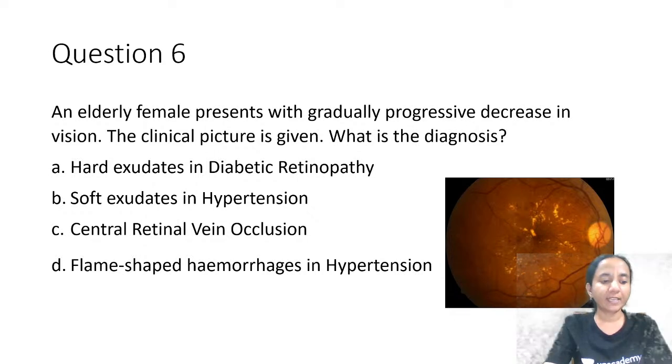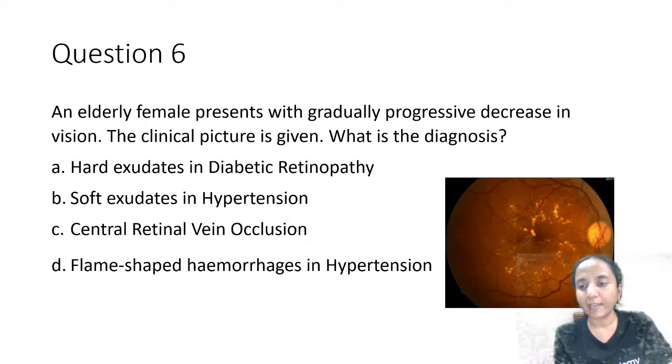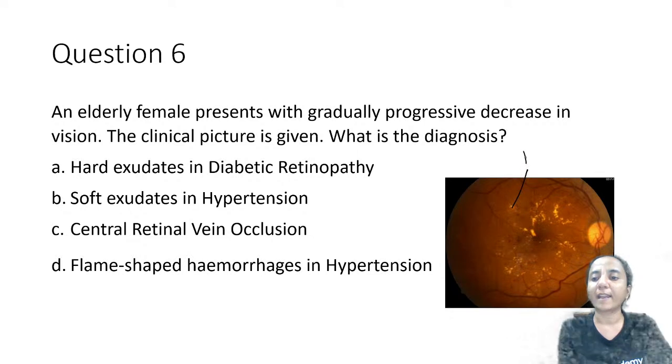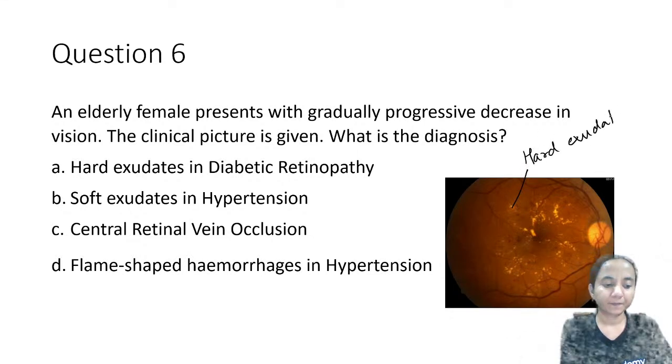What is this? What are these? Yes, these are actually the hard exudates that are seen in diabetic retinopathy. So see these yellow deposits here. These yellow deposits are actually hard exudates.